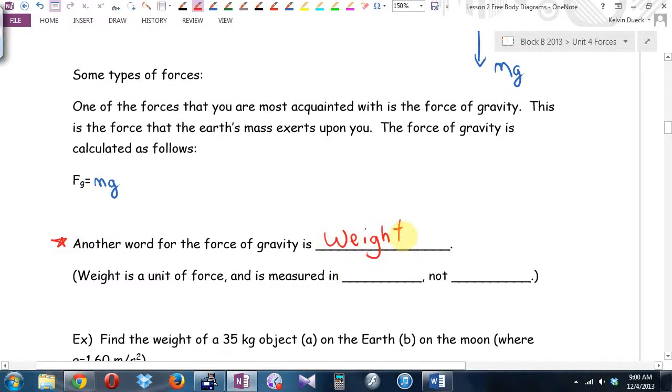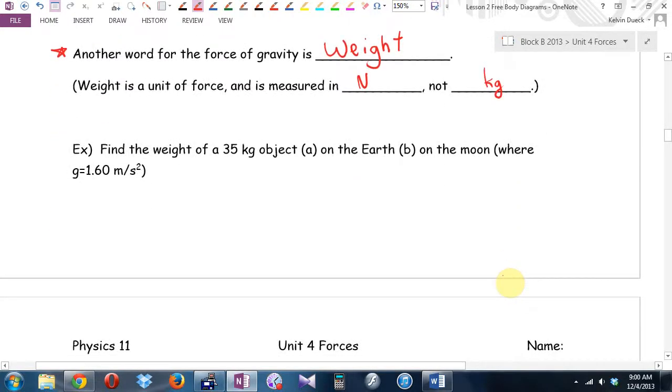Which is EI, by the way, because it's I before E except after C, or when sounded as A as in neighbor and sleigh, and weight. Weight is a unit of force. It's measured in newtons, not kilograms. Our society does it wrong. If you say my weight is 65 kilograms, no, your mass is 65 kilograms. Your weight is whatever 65 times 9.8 is. Or if you're doing it in your head, 65 times 10. Your weight is around 650 newtons, a little less.